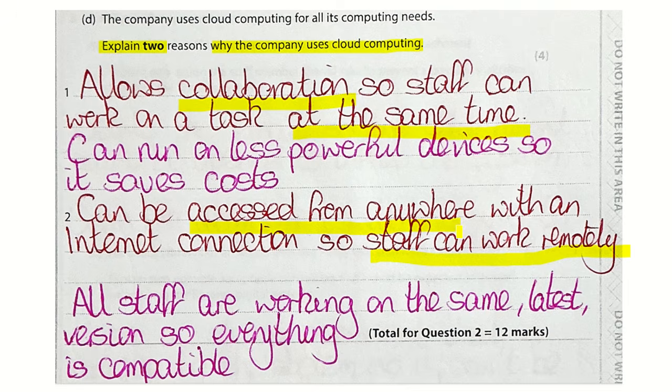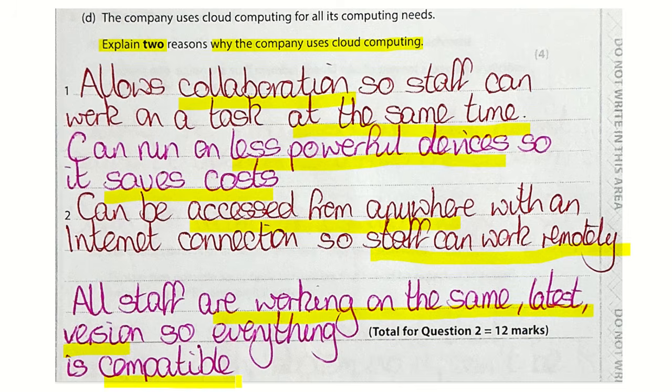Then in pink, other answers that you could have given, but they're less obvious. So I've said it can run on less powerful devices. There's my point. My expansion, it saves costs. My final one, staff are working on the same latest version. So that is your point. And then my expansion, so everything is compatible. So nobody's working on a different version of the software, which means other people can't see what they're doing.